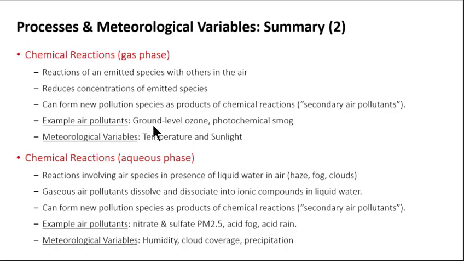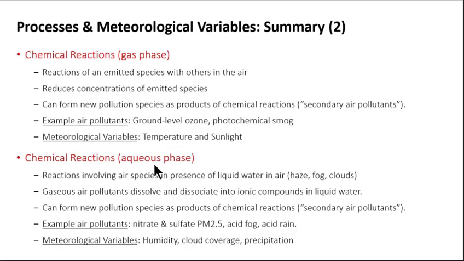Examples of secondary air pollutants, as we said, are ground level ozone, various photochemical smog species, and, not listed on the slides, some part of PM2.5, which is secondary. The meteorological variables at play are temperature and sunlight.